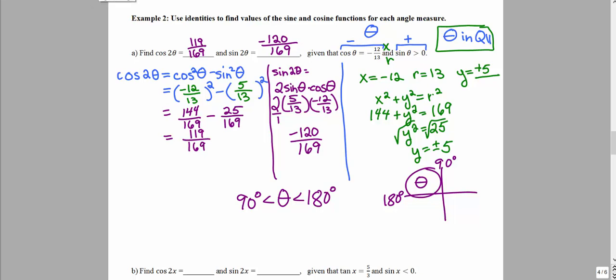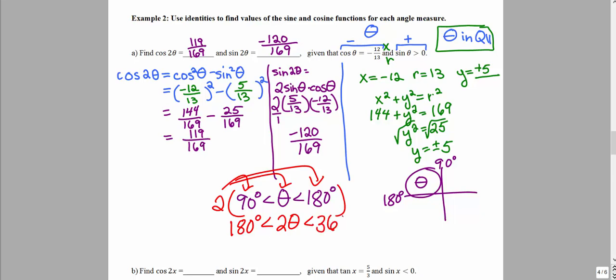What about 2 theta? Now remember, this is a double angle, so that means twice the angle theta. If I wanted to double this angle, I could double each part of this inequality. So if I multiply everything through by 2, then we can determine that 2 theta would live between 180 degrees and 360 degrees. So if I double an angle that lives in quadrant 2, I could potentially get an angle that lives somewhere here in either quadrant 3 or in quadrant 4.